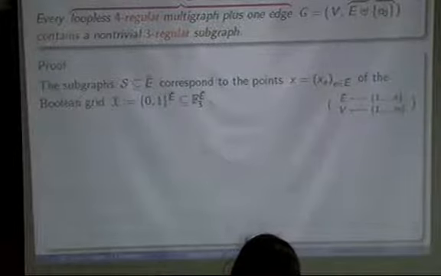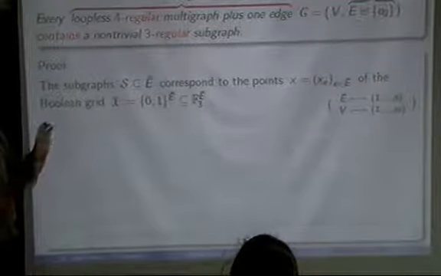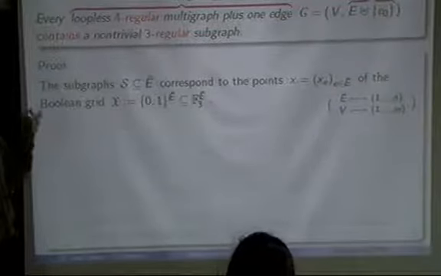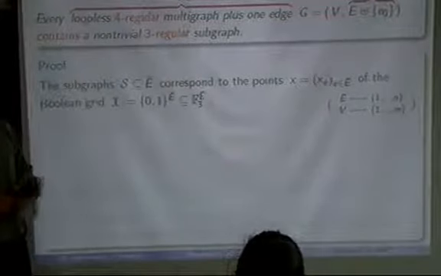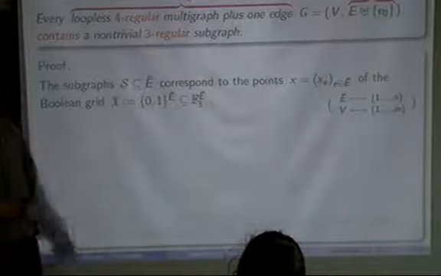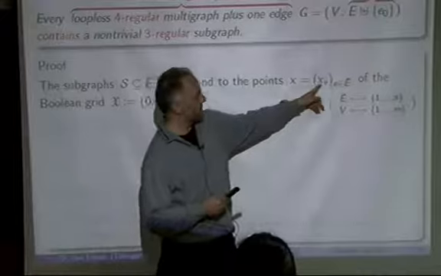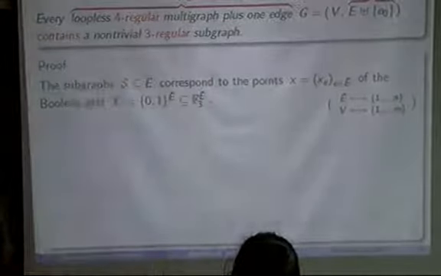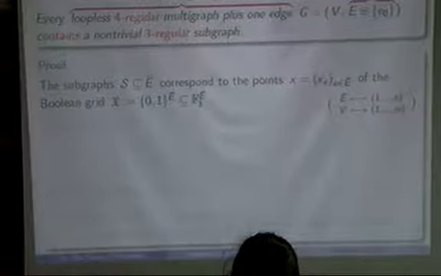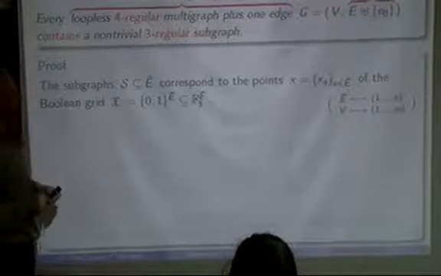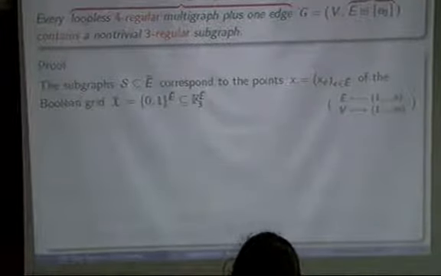So a subgraph, we may identify it with its set of edges. If there are isolated vertices, we just throw them away. And each such subset corresponds to such a tuple or vector of 0s and 1s. So we take the Boolean grid. In the Boolean grid, the elements are just tuples in 0 and 1. So I make this part a little bit slowly.